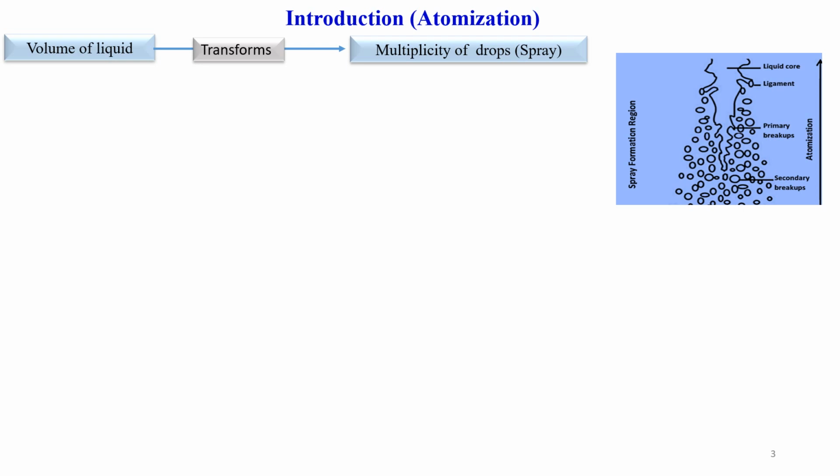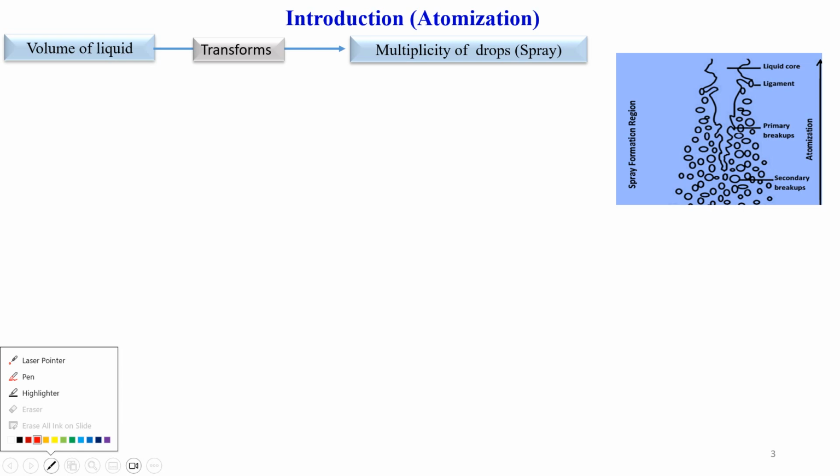An atomizer is the device which converts a volume of liquid into a multiplicity of drops. The process of converting a volume of liquid into a multiplicity of droplets, a spray, is known as atomization. Here in this image, we can clearly see the atomization process.